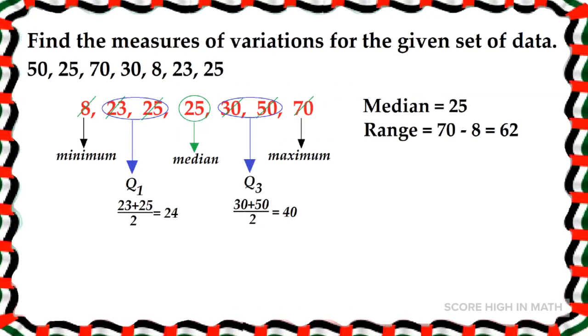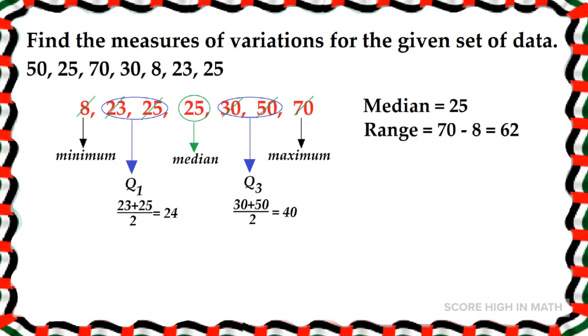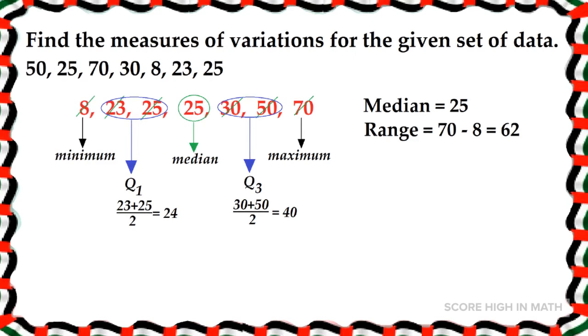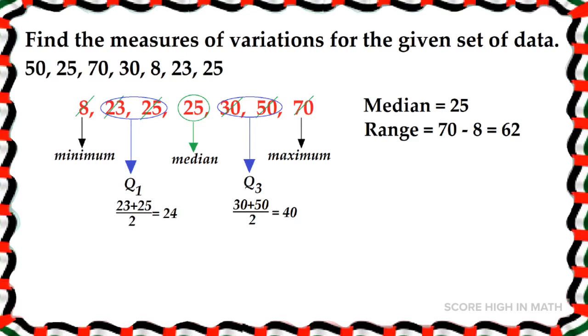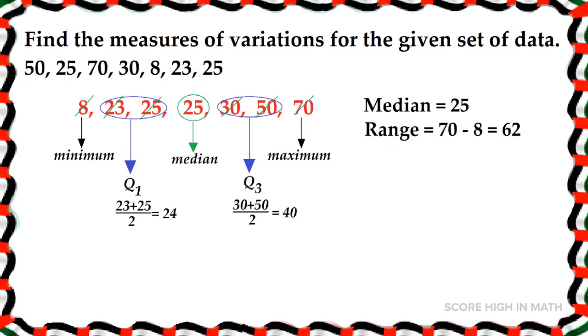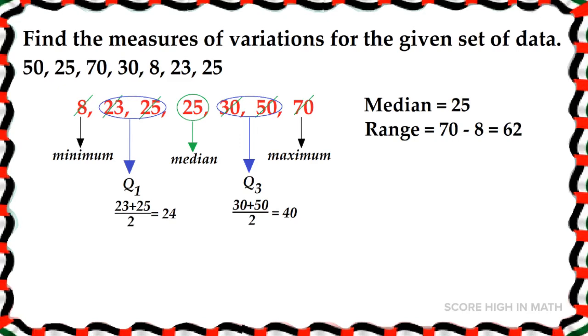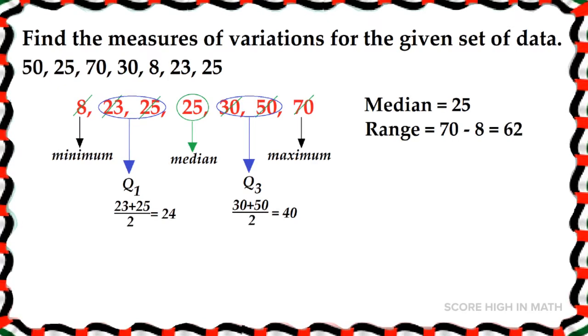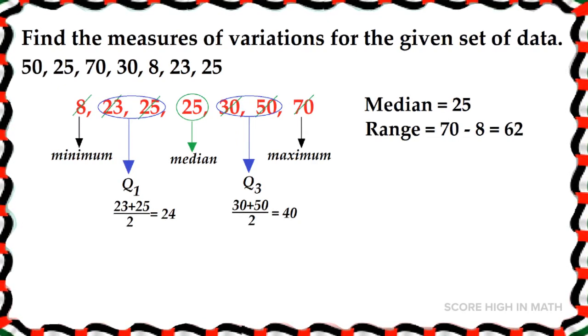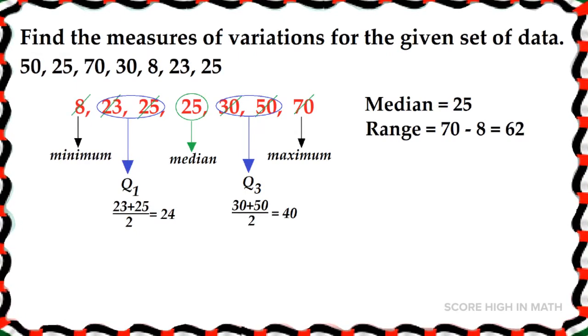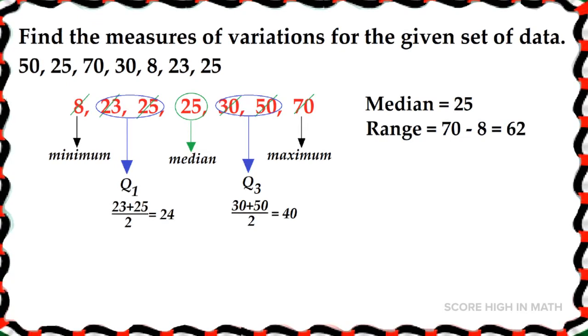The range is the highest minus the lowest number. So 70 minus 8 is equal to 62. 62 is the range. The number between the minimum and the median is the first quartile. In this case, we have 2 numbers, so we are going to add them and divide by 2. 23 plus 25 divided by 2 is equal to 24. That is the first quartile.